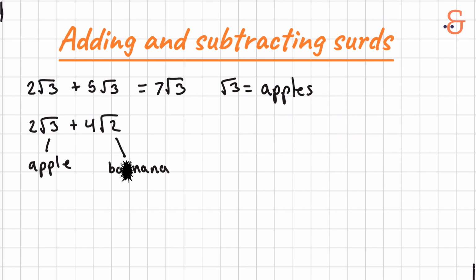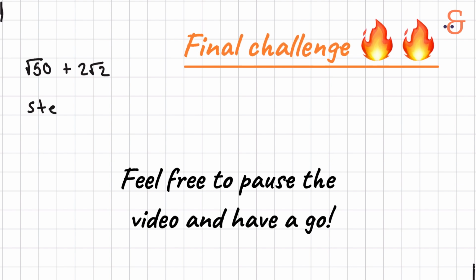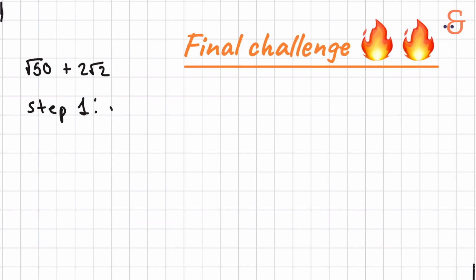So let's remember, you can only add or subtract surds that match, either 2 apples or 2 bananas. So for the final example, let's put all the tricks we learnt today into one question. Alright, so for the final example, let's say we've got root 50 plus 2 root 2. So for the first step, let's simplify root 50 into 5 root 2.